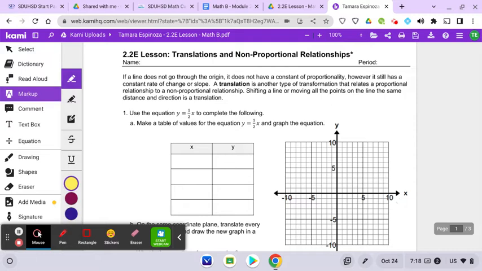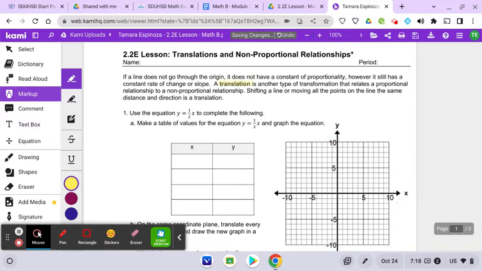Okay, so we're saying, hey, if it's proportional, it goes through the origin. If it's not proportional, then it doesn't go through the origin, which means it was a slide from something that was proportional. So translation means to slide.